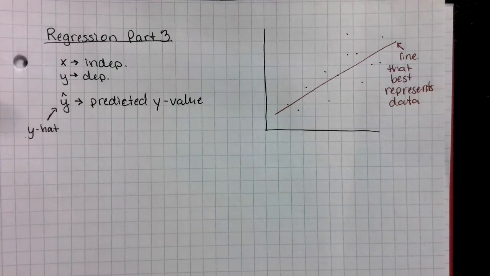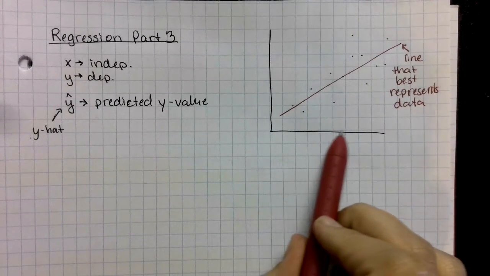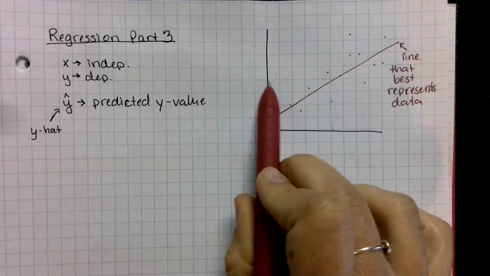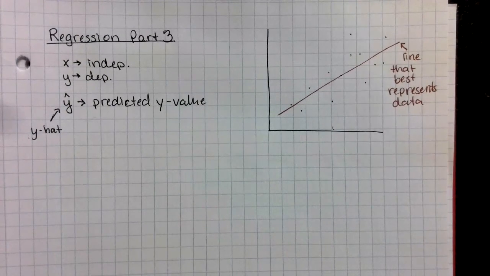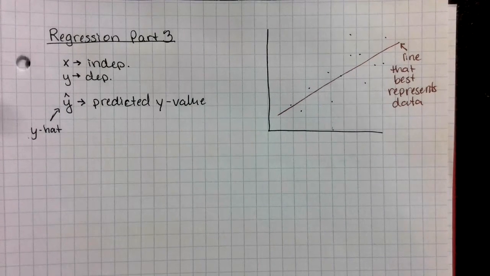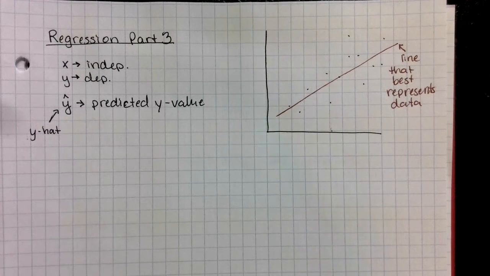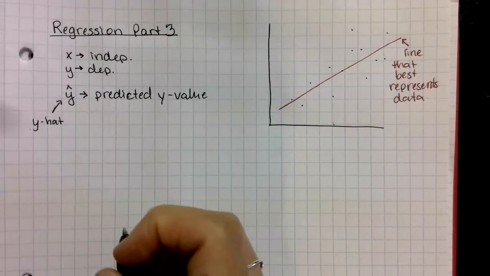Now, what this line represents is the predicted y values. So, based on some given x value, when I go over to that x value, I would go up and be able to determine what the predicted y value is. Because this is a straight line, this is modeled with a linear equation.